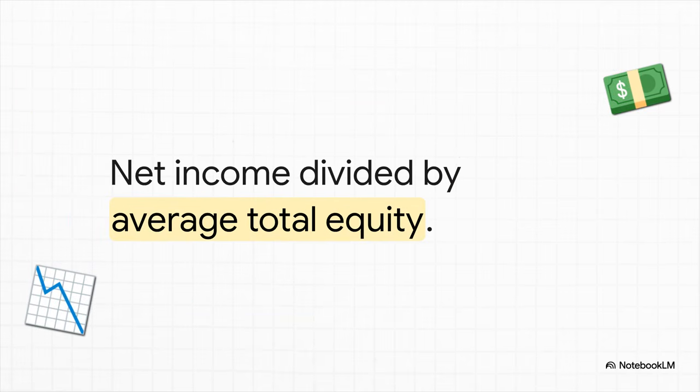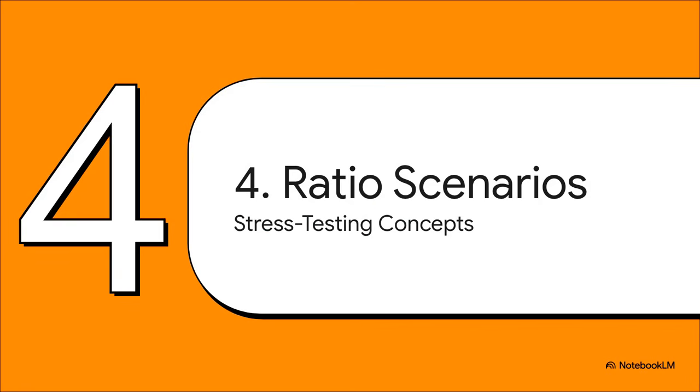The math here follows the exact same logical flow, net income divided by average total equity. We're simply taking the bottom line of the income statement and dividing it by the owner's slice of the pie. And, yep, one last reminder, we are still using the average for our denominator here. All right, Section 4, ratio mini scenarios. Time to stress test your understanding.